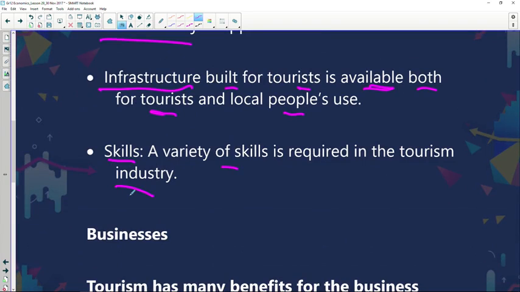So it's not just a set of specific skills, but there is a range of skills that is required in the tourism sector, just from the basic skills right up to the more sophisticated skills. So it does make it a lot easier for people to get employment opportunities in this particular industry because of the nature of skills that are required in the tourism industry.